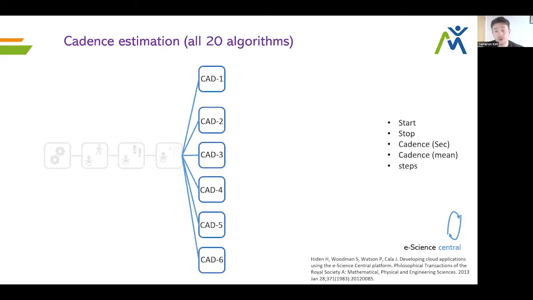So our single Cadence workflow now contains all 20 Cadence algorithms, although for graphical representation, this is an example of just 6 here. The output of each of the Cadence blocks is then stored in a data.map file in the output, as you can see here.